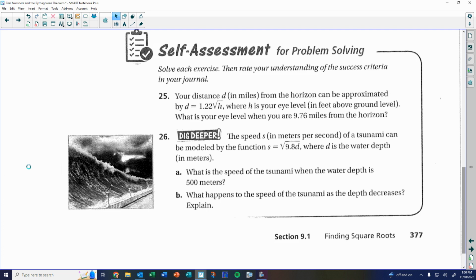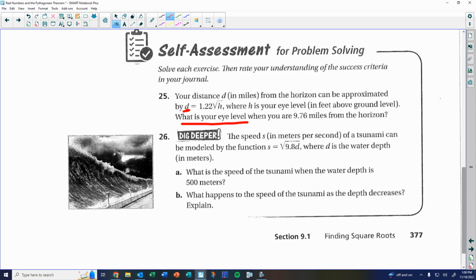Okay. So if you read the first story problem, it says your distance d in miles from the horizon can be approximated by d equals 1.22 times the square root of h, where h is your eye level in feet. So the distance is in miles, the eye level is in feet. But it's asking you, what is your eye level? So they want to know what your eye level is when you are 9.76 miles from the horizon. So they gave us d. We're looking for h. All right?